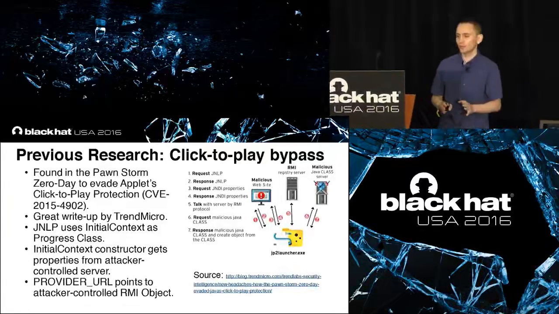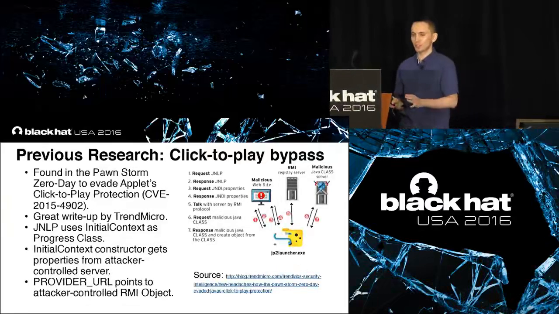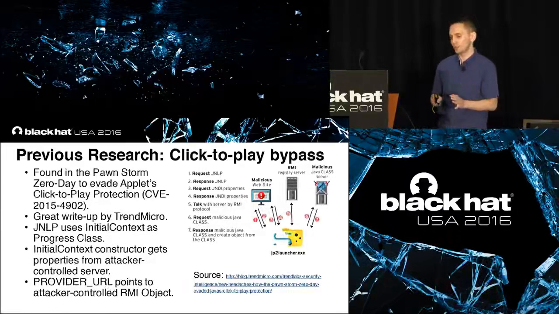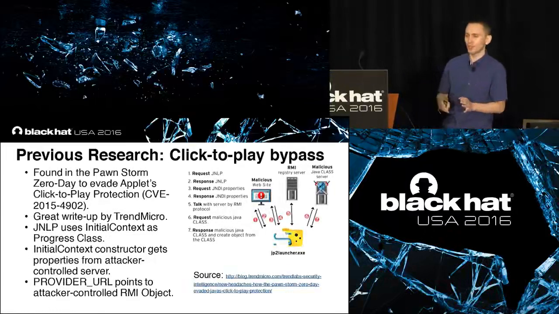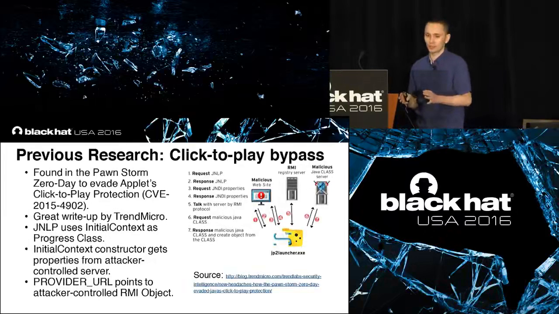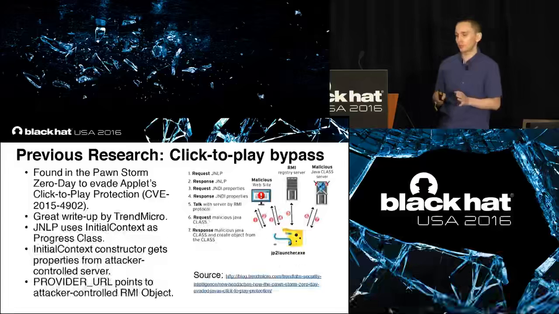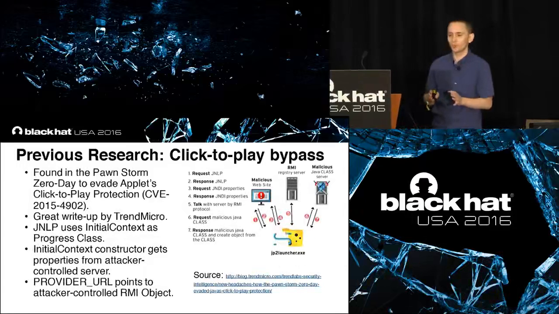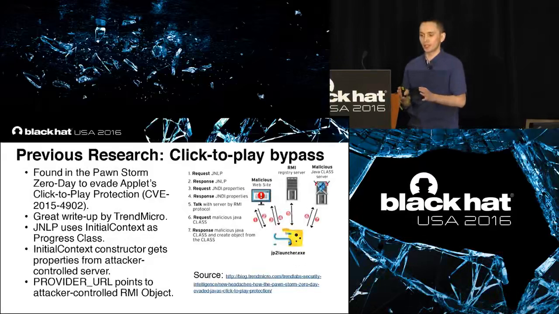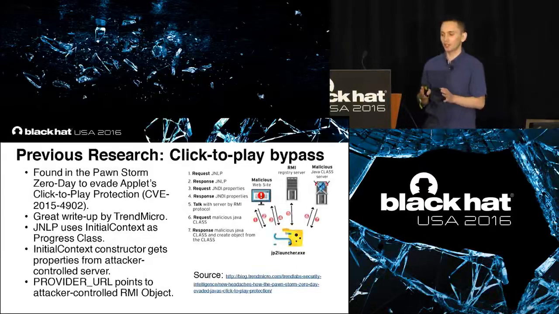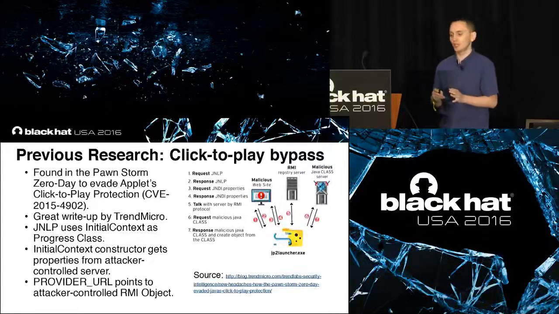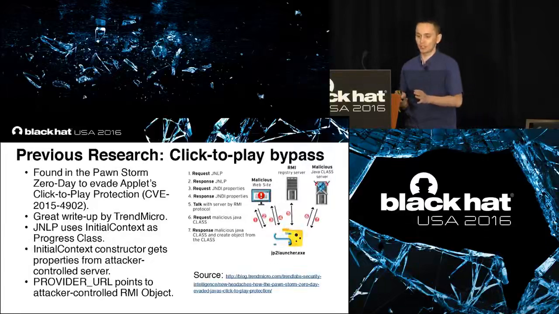The detailed information about this click-to-play bypass attack can be found in a blog of Trend Micro, a link you can see on the bottom of our slide. Here we just try to summarize the process of this attack. First of all, the attacker prepares their own web server with some HTML page. This page contains an applet tag with a JNLP file. That file defines the initial context as a provider class.